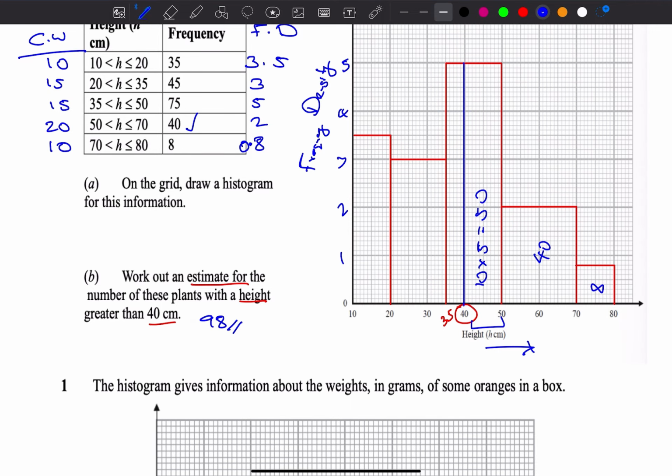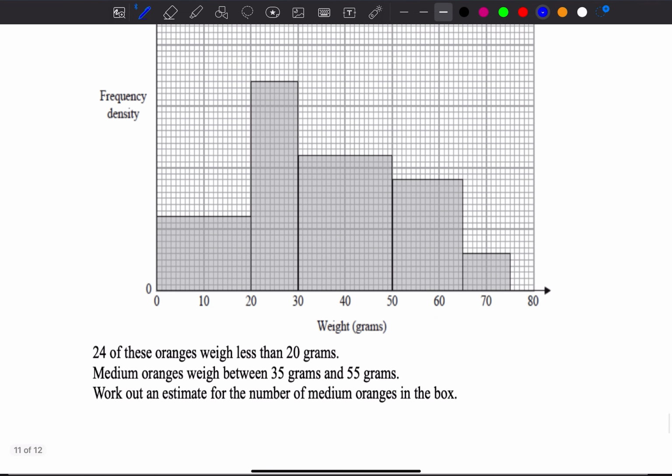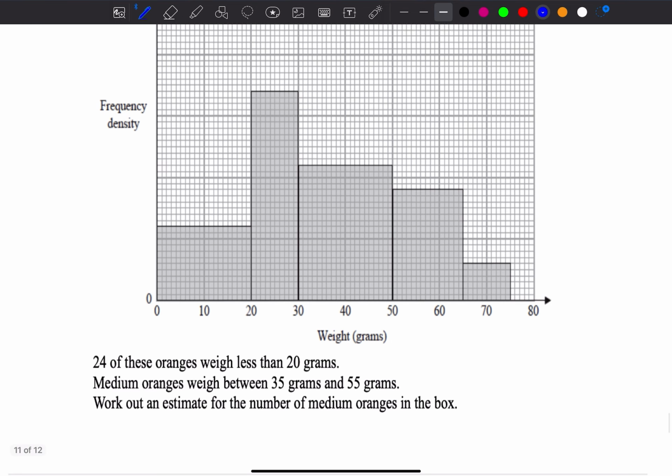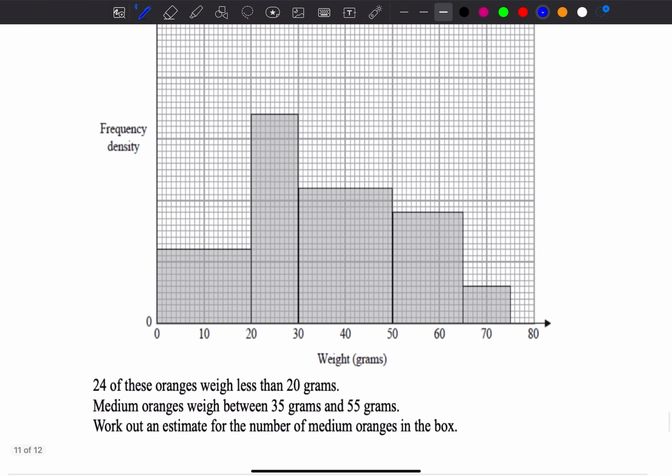Okay. Next one. 24. Okay, they give you a histogram and they ask you stuff on it. 24 oranges were less than 20 grams. Medium oranges were between 35 and then work out an estimate for the number of medium oranges. Okay. 24 oranges were less than 20 grams. So this is 24, the total.